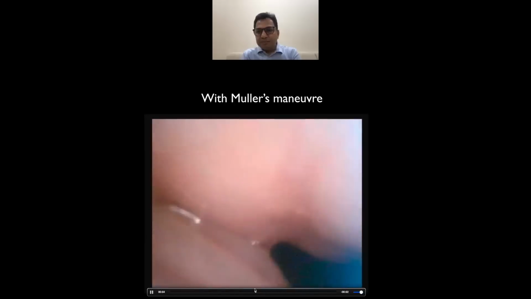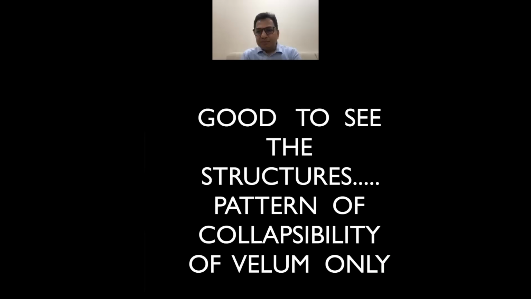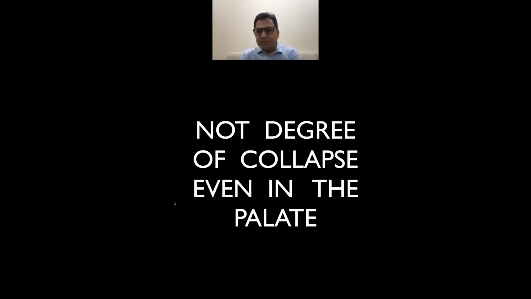So Muller maneuver is good to show you the structure, good to show you the pattern of collapsibility, that too of the velum only, not the degree of collapsibility and not the pattern or degree of collapsibility of the hypopharynx, because the muscle tone is very well maintained, right? So the degree of collapse, even in the soft palate, even in the velum, you cannot make out, because it's not a passive collapse. It's not happening when the patient is sleeping.